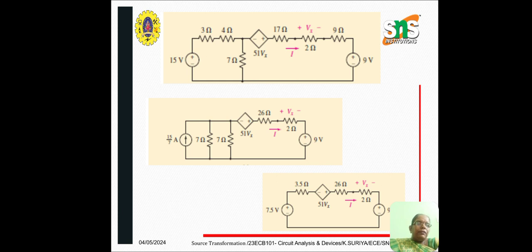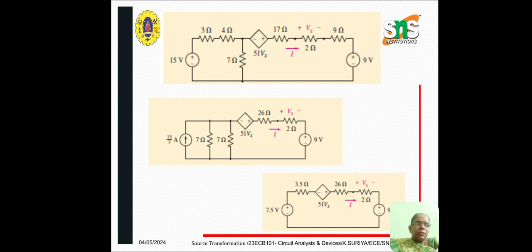And on the right side, if you see, 17 ohms and 9 ohms are in series, so you can combine that to get 26 ohms. 17 plus 9 is equal to 26 ohms. Again, in the middle figure, 7 and 7 ohms are in parallel. So you can calculate the equivalent resistance. So 7 into 7 divided by 7 plus 7. So you'll be getting 3.5 ohms.